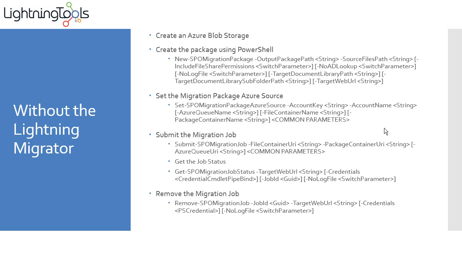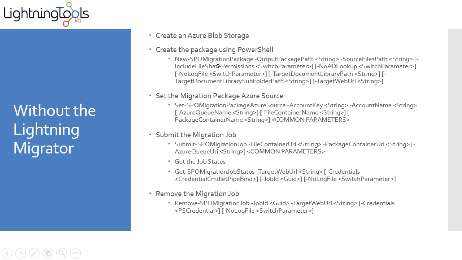Now you don't need to have a tool to do this. You can do this using PowerShell or also code. So either way the API is available, but this shows you some of the syntax for the PowerShell that you'll be creating for each list or library that you want to migrate to the Office 365 environment. So first thing you would do is create the Azure Blob Storage.